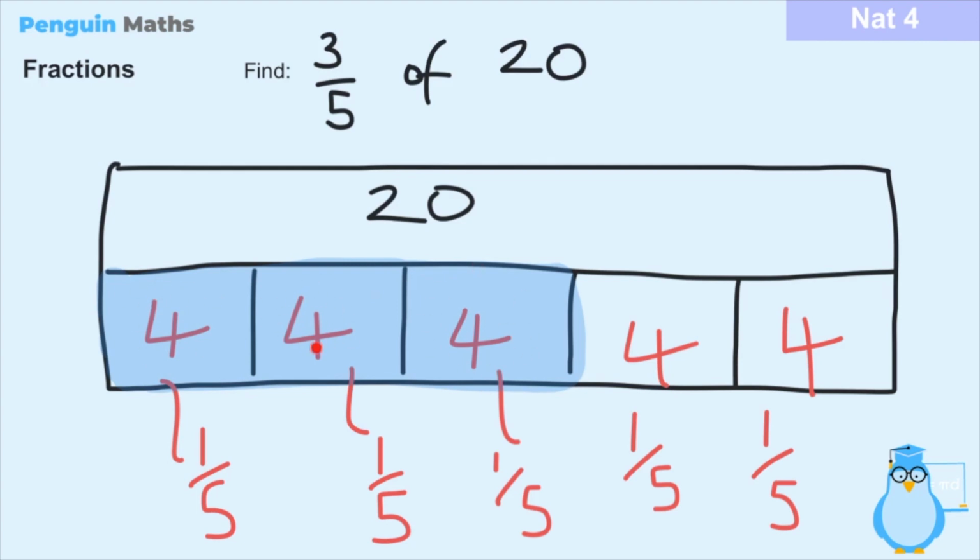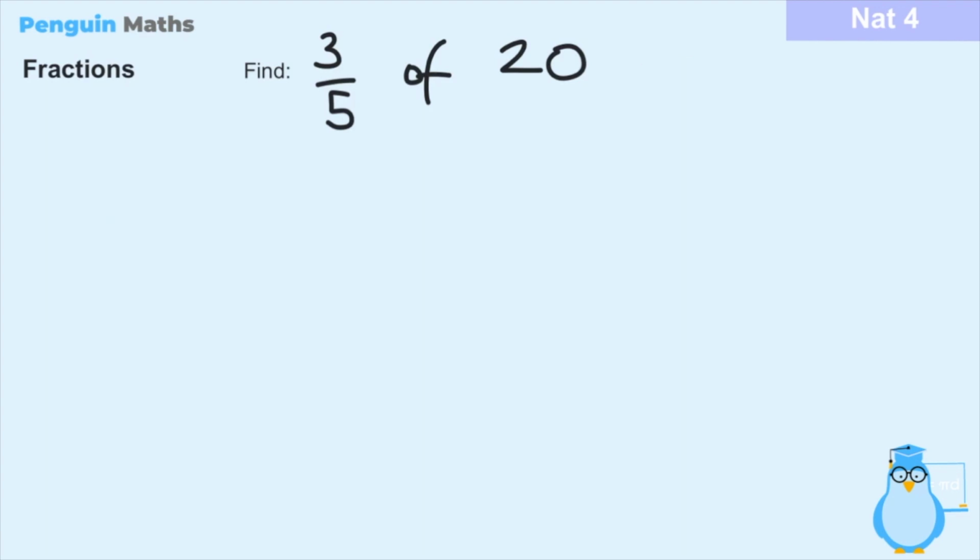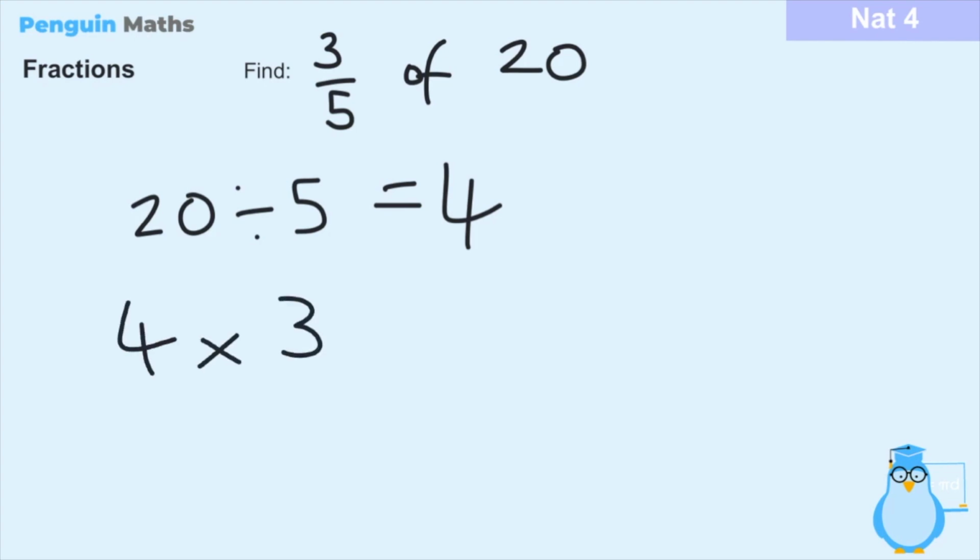So we know 4 plus 4 plus 4 is going to give us an answer of 12. So that means that 3/5 of 20 is equal to 12. To show this in a more mathematical form, first of all what we did was 20 divided by 5, which is equal to 4. So we divided 20 by the bottom number, and then now what we have to do is multiply that answer by the top number. So that would mean that 4 multiplied by 3 is equal to 12.